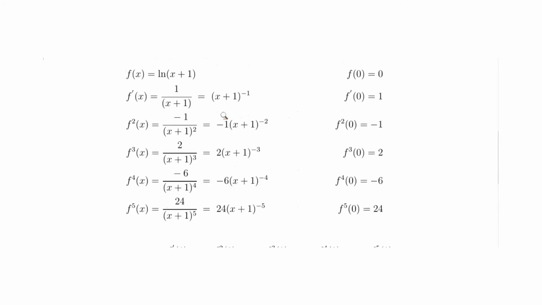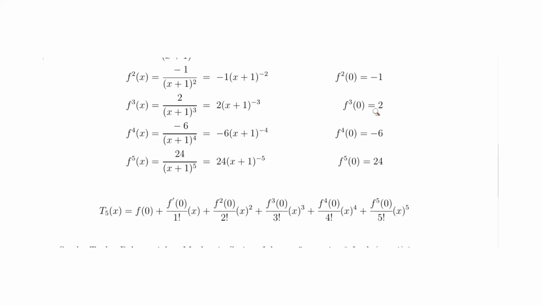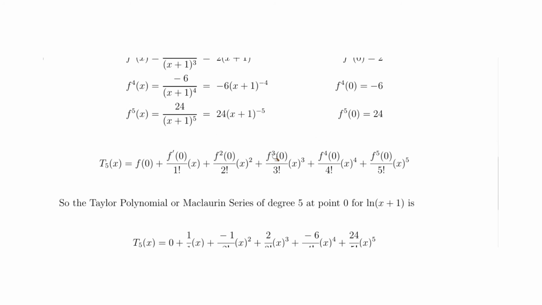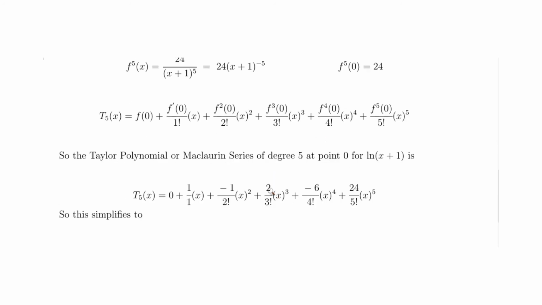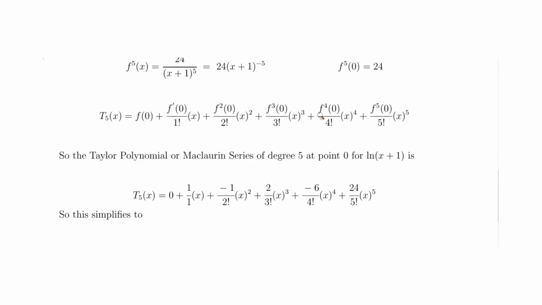The second derivative was -1. So we've got -1 over 2 factorial times x squared. Third derivative was 2. So that's a 2. So then we've got 2 over 3 factorial times x cubed. Fourth derivative was -6. So there we put a -6. Then we end with -6 over 4 factorial times x to the 4. And the fifth derivative was 24, so plus 24 over 5 factorial x to the 5.